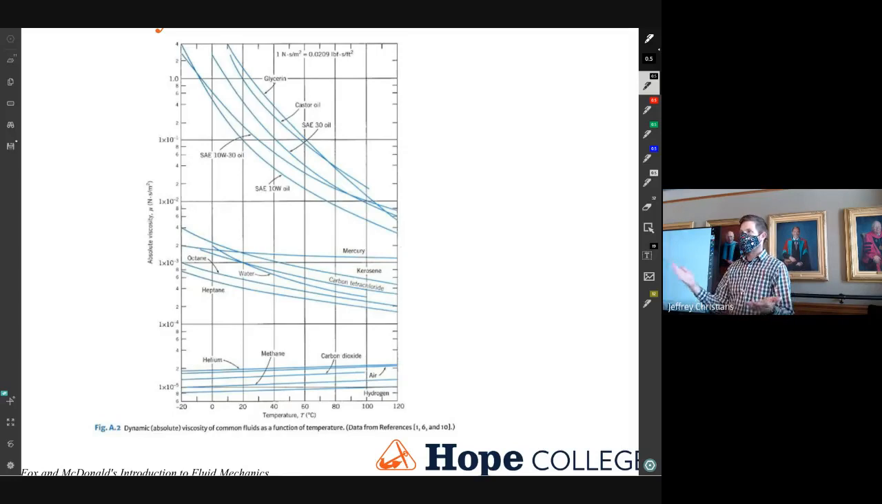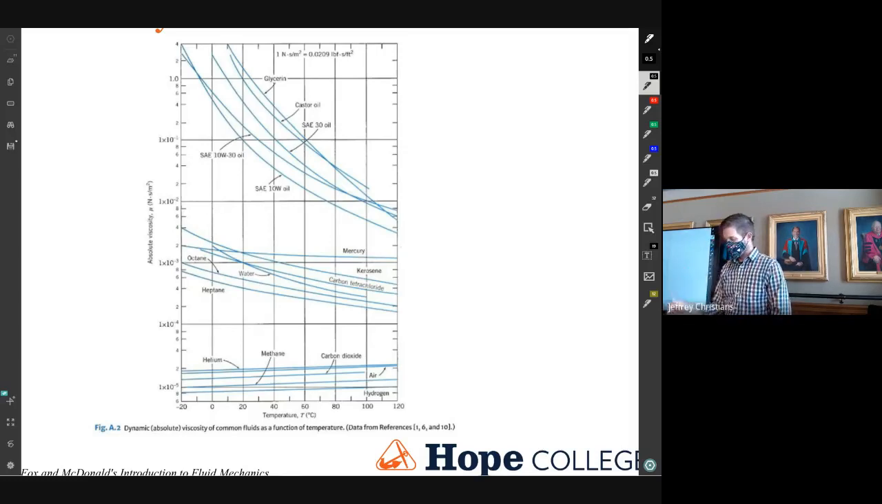Like gases have low viscosity compared to liquids, right? If I move my hand through a gas, it's really easy. If I did the same thing in water, it's really hard. If I did the same thing in like corn syrup, that's even harder.